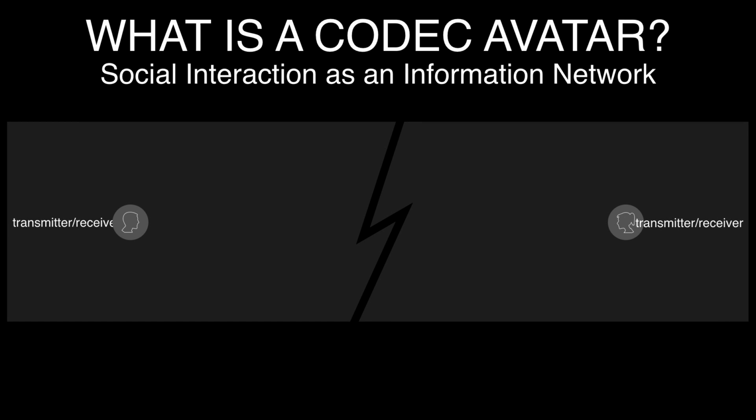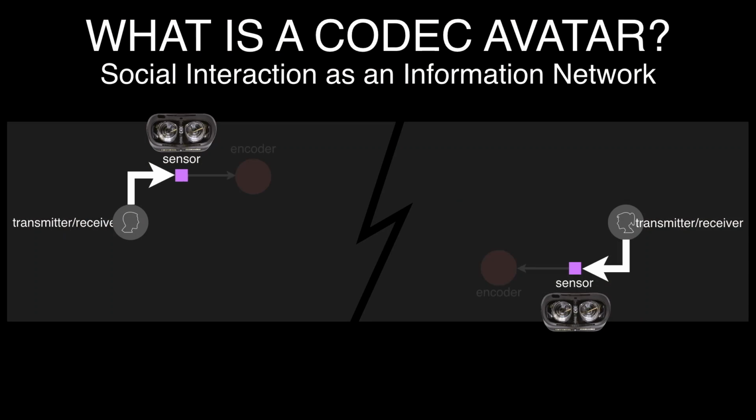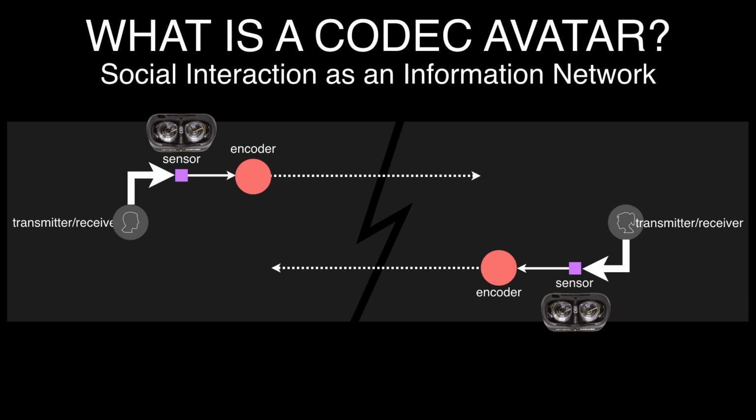So on one side, you have a transmitter and receiver. They're separated by some distance. And we need to build sensors, first of all, to be able to measure what the person who's trying to convey something is doing, right? How is their face moving? How are their hands moving? How are their bodies moving? So we have to design that. Then we have to encode this in some sort of compact way, because this has to be transmitted over the network. And then on the far side, it has to be decoded.